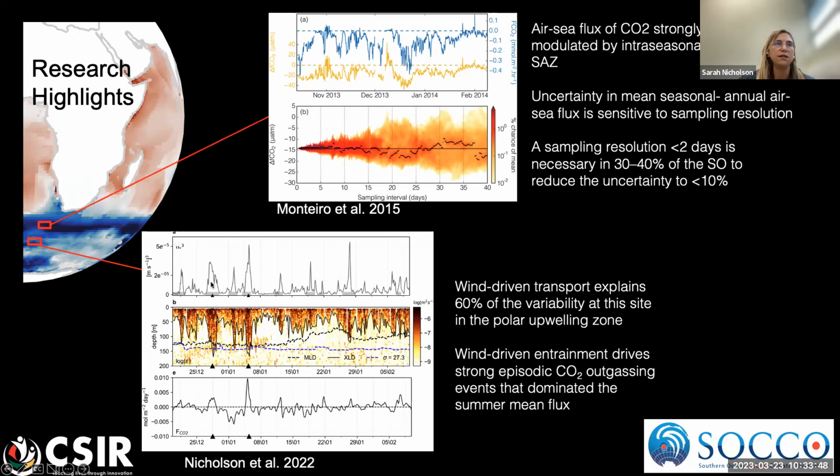You see when you get these really deep mixing events, which are short-lived, you have these outgassing periods. What we noted over this period is that these 2 outgassing events dominated the mean CO2 flux. So we really need to try and observe at these temporal scales.